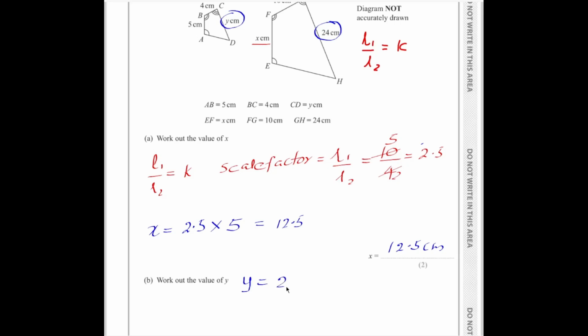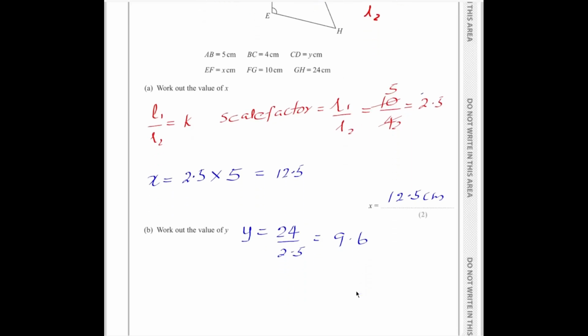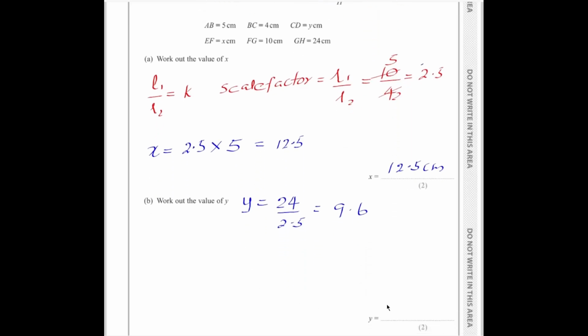your corresponding length is 24. Divide by the scale factor, which is 2.5. So always you have to decide whether you have to divide by the scale factor or multiply by the scale factor. Once we divide 24 by 2.5, the answer comes as 9.6. Therefore, distance y equals 9.6 centimeters. That's it.